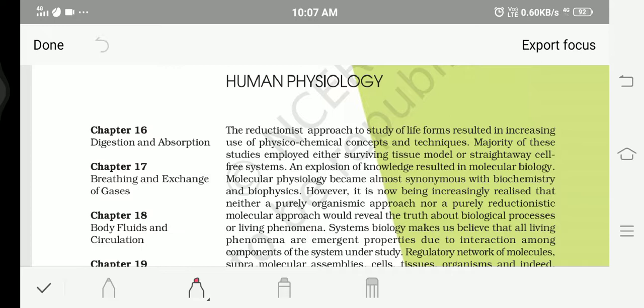Okay, now I am going to discuss a unit in the biology syllabus called human physiology. Physiology is a branch of biology which deals with the study of functional concepts of organs of the body. Once again, it is a branch of biology which deals with functional aspects of internal organs of the body. It deals only with the functional aspects of internal organs.